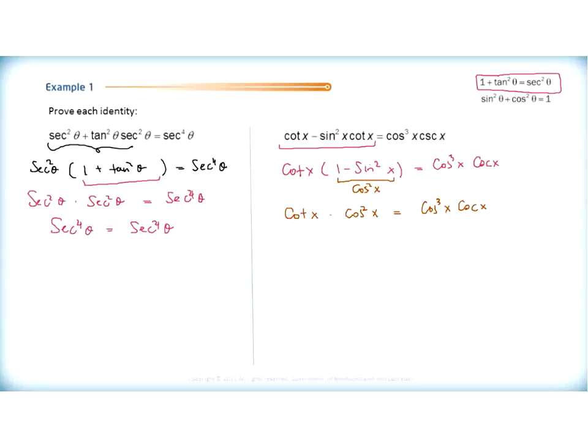Don't have the same thing on both sides yet, so maybe what we need to do is rewrite everything in terms of sine and cosine. That's a strategy for proving identities. So cotan is cosine x over sine x. Got to learn that and know that, of course. Cotan is cosine over sine times cosine squared over 1. Got to equal cosine cubed x times cosecant, which is 1 over sine.